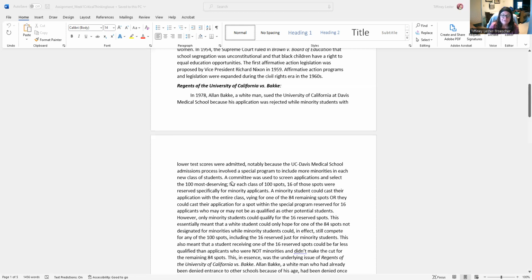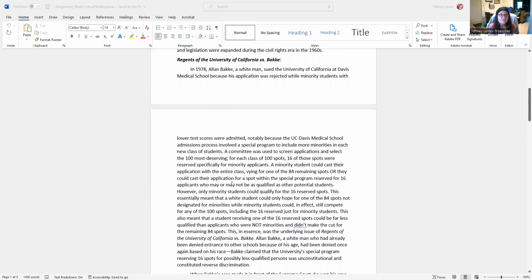Now, this also meant that a student receiving one of the 16 reserved spots, or even all of the students receiving the 16 reserved spots, could be far less qualified than the applicants who got rejected, who were not minority and didn't make the cut for the remaining 84 spots. So you have 100 students who are not minority students competing for 84 spots.